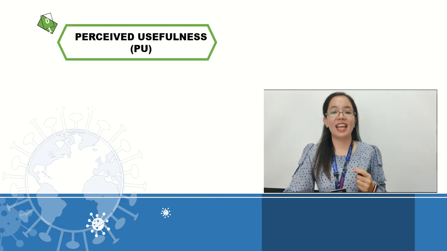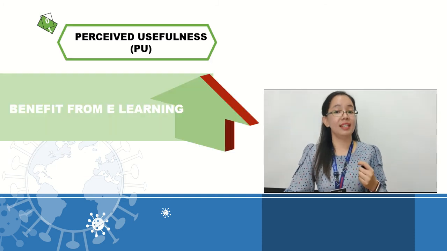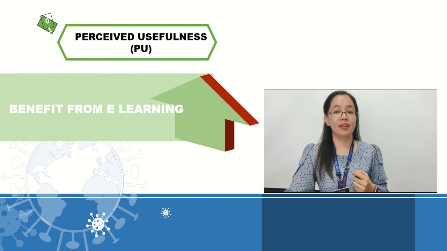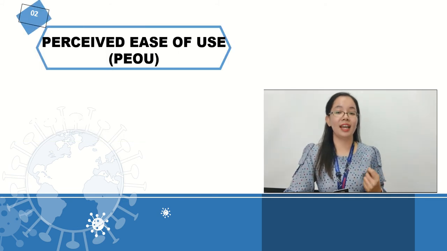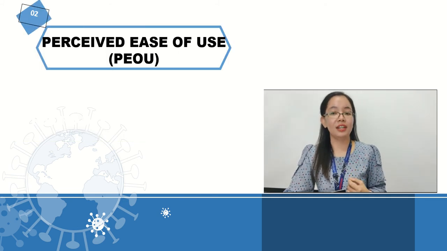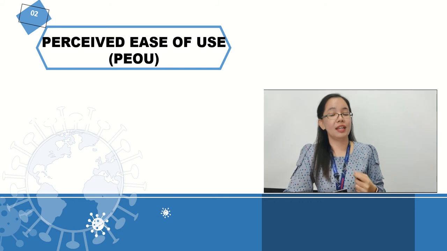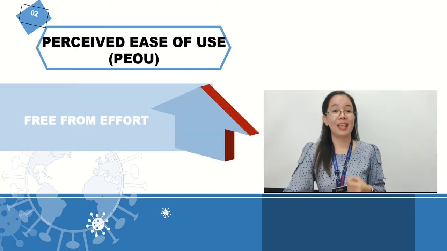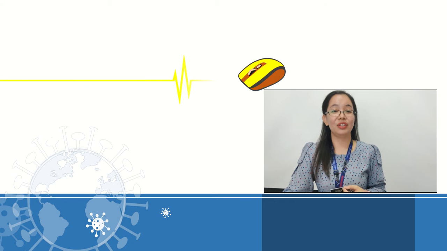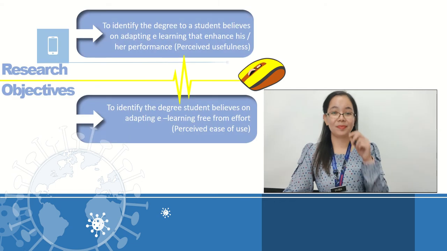PU is seen as the extent to which the student believes that he or she would benefit from the e-learning system. PEOU, on the other hand, is defined as the degree to which a person believes that using a particular system should be free from effort. And this explains the research objectives of my study.